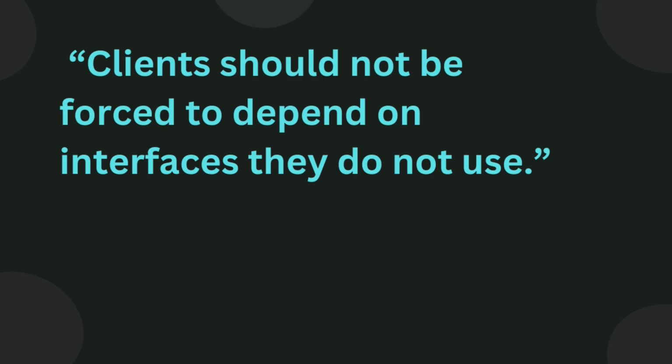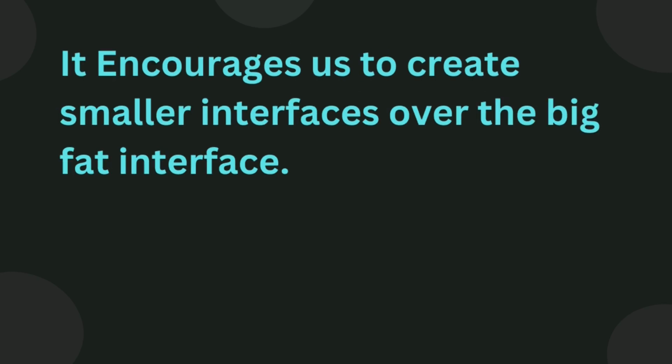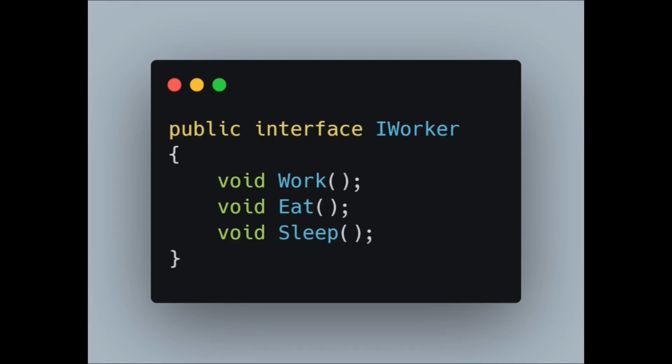The interface segregation principle is especially aimed at interface design. It states that clients should not be forced to depend on interfaces they do not use. In simpler terms, this principle suggests that an interface should not include methods that implementing classes don't need. It encourages us to create smaller interfaces over the big fat interface. Let's take a look at this example.